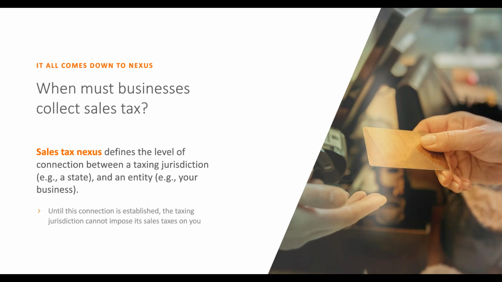Now, we have a slide here in a minute that'll give you some great examples. There's a couple different types of Nexus. There's traditional Nexus, like a physical presence in a state. If you have inventory, boots on the ground, you need to get registered.